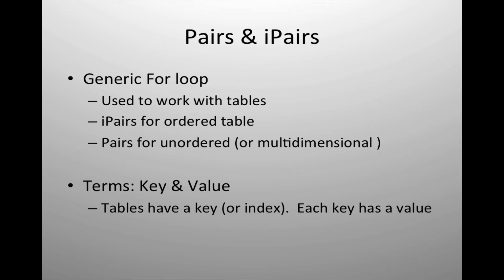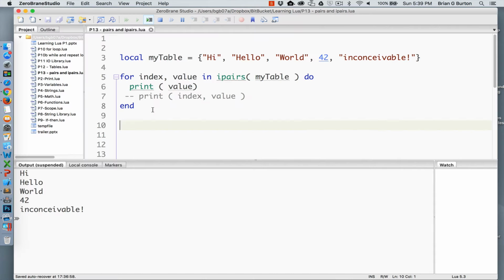The ipairs is used with ordered tables, and pairs is used for unordered tables, and we'll look at examples for both of these. Two terms that you should be aware of are the key and value. Key is the index of how information is stored within the table. Value is the information that is then associated with that particular key.